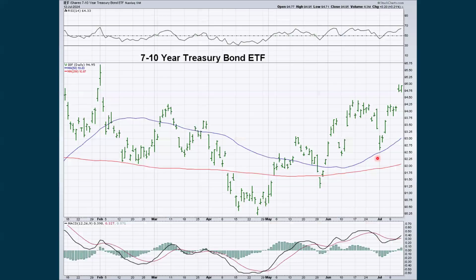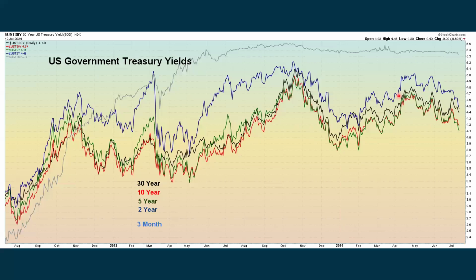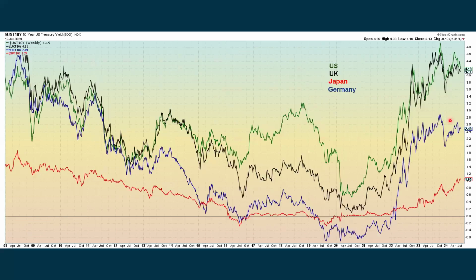Here's the price of the 7 to 10-year Treasury bond ETF, which really spiked up and was able to hold on to those gains on Friday. Here's a daily chart showing the gradual decline in interest rates since about the beginning of May. Then here's a weekly chart looking internationally, where we have US and UK rates. Those are the highest, and they're coming down slightly.